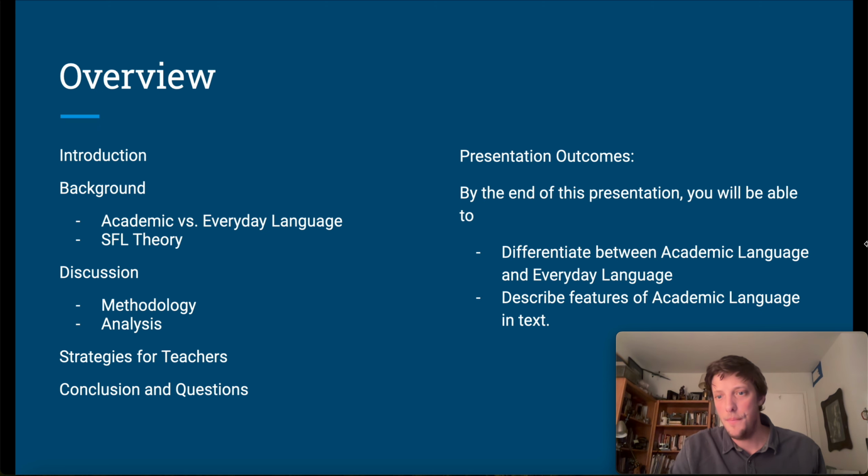So in this presentation, we will start with an introduction, as well as a brief background on the theoretical underpinnings of this study, then discuss how the authors got the information that they could use to write an analysis, and conclude with strategies for teachers and questions. Outcomes of this presentation are that by the end, you will be able to differentiate between academic language and everyday language, and secondly, that you will be able to describe the features of academic language in text.